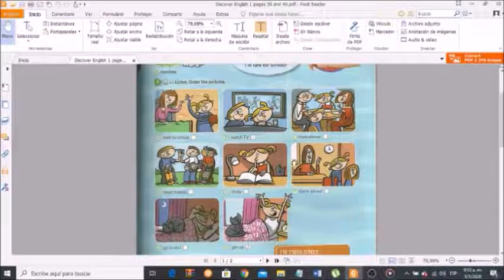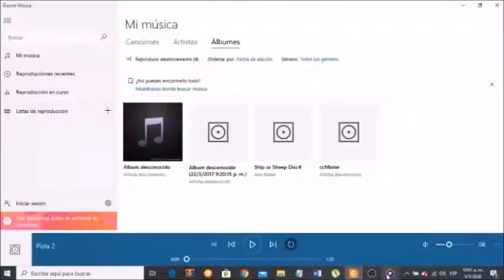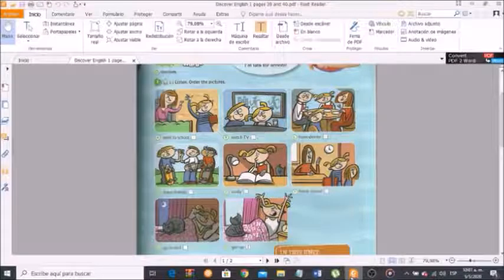So, let's listen to this girl's routine. Vamos a escuchar la rutina de esta chica. We know that picture number one is get up. Of course, the first thing that we do in the morning is getting up. Okay, so let's do this. Unit 4, Exercise 1. Discover words. Listen. Order the pictures.